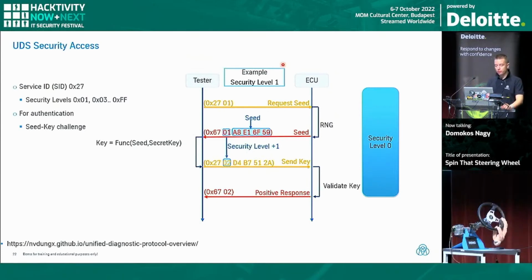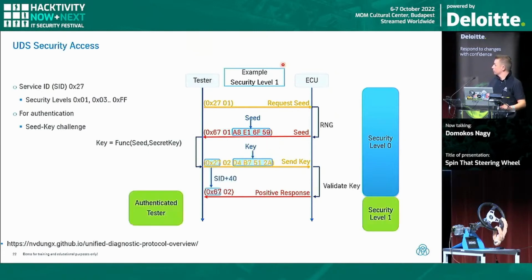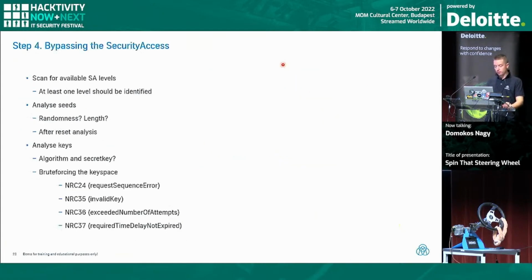Based on this process, you need to add one more to the security level, and then you can send your calculated key. If it's good, you will get back the service ID plus 40. So it's okay, it's positive, it's authenticated, so you are in security level 1. Based on this process, you need a security access level and then a good key. That's all you need. But we don't know too much about the security process in this device.